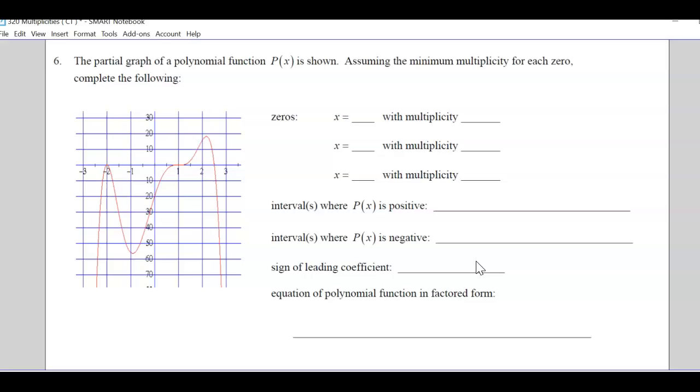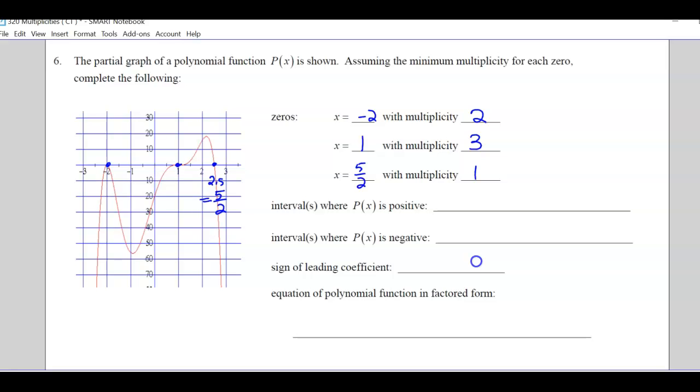Next one, partial graph is shown, assuming minimum multiplicity for each 0. Complete it. So negative 2, 1, and 2.5, which we want in fraction form, which is 5 over 2. So the zeros are negative 2, it's U-shaped, so it's a multiplicity of 2. At 1, it zigzags, so 3, and at 5 over 2, it goes straight through, so 1.